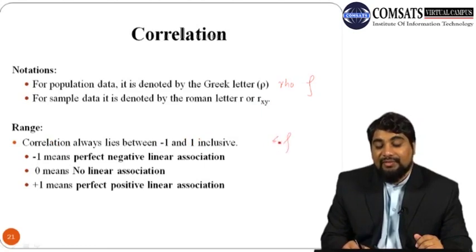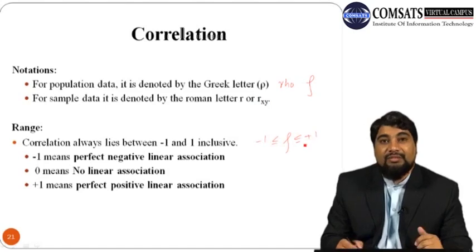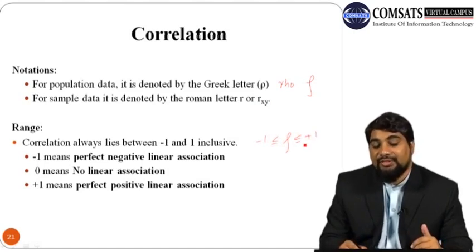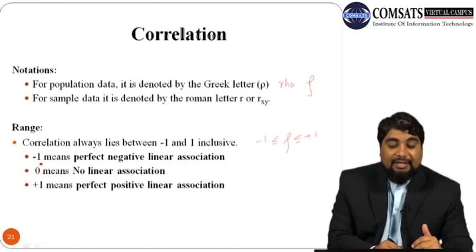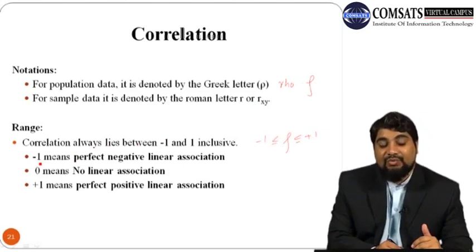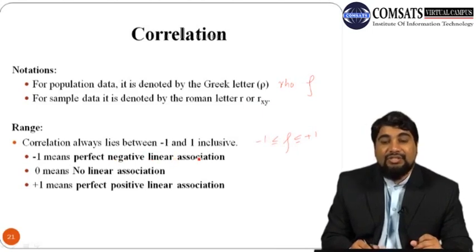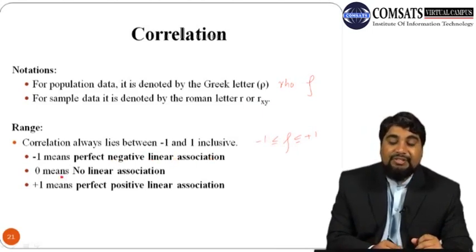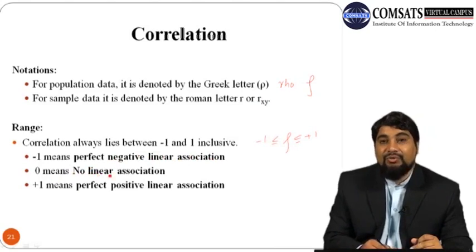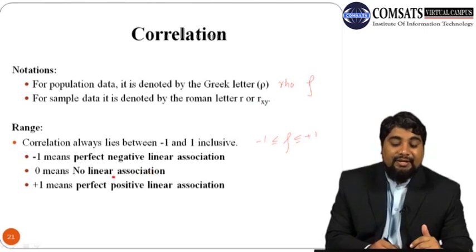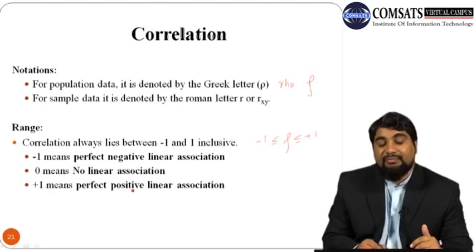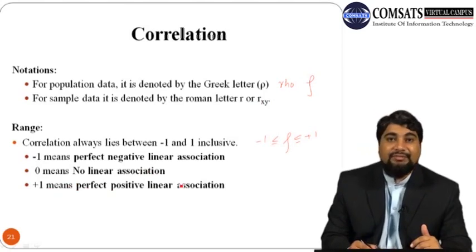So correlation lies between -1 and +1, where -1 and +1 both are included. If rho is equal to -1, this means perfect negative linear association. If rho is equal to 0, this means no linear association between the two random variables. And if it is equal to +1, this means there is perfect positive linear association.